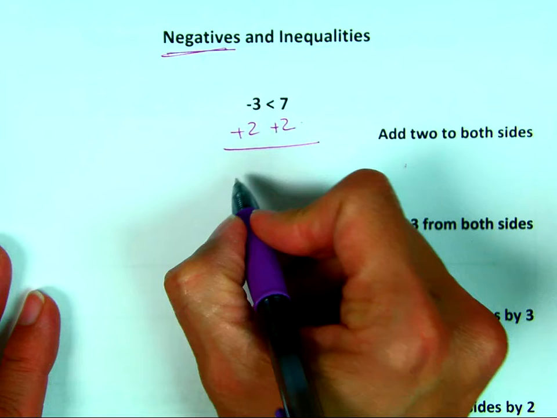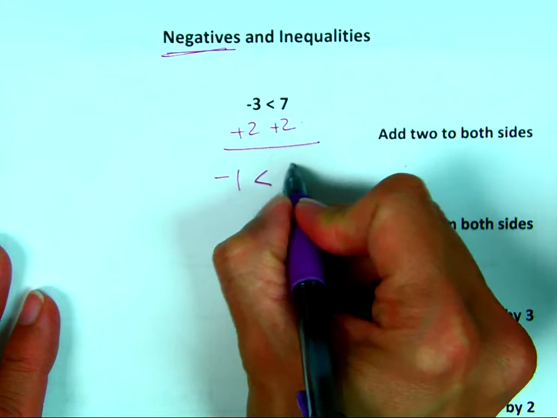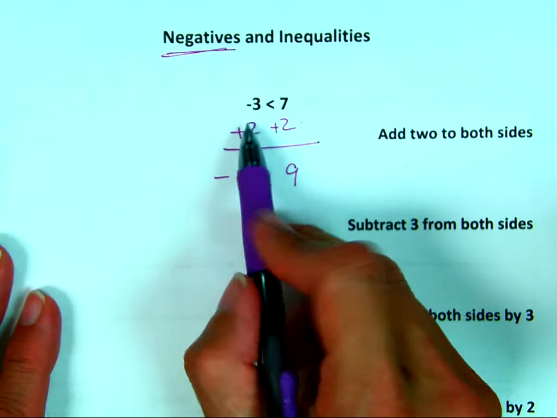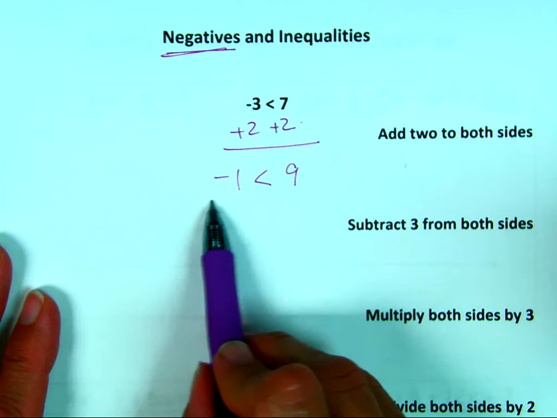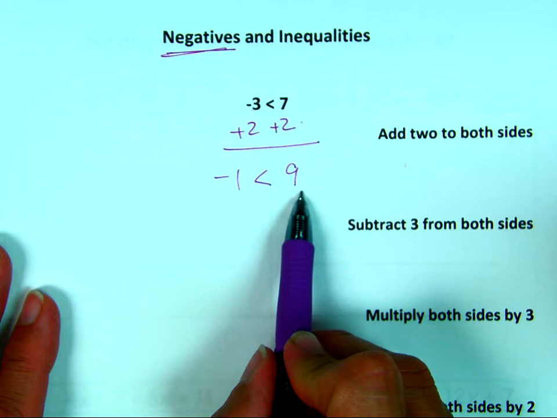What do I get? I get -1 is less than 9. Is that true? Oh, first of all, -3 is less than 7. I should have asked you, is that true? Yes, -3 is less than 7. Is -1 less than 9? Yes, negative 1 is less than 9.